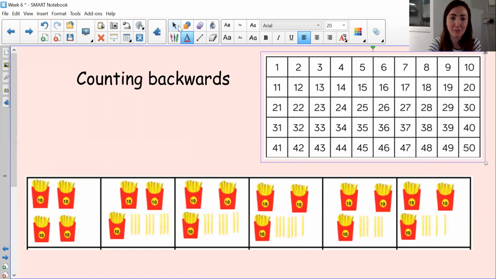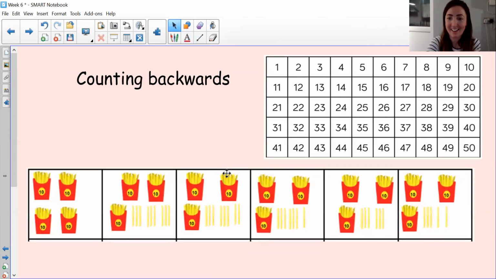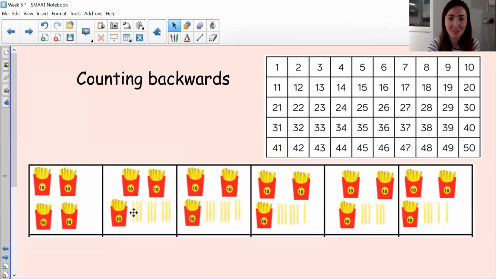Okay, now we're counting backwards. We have some more food pictures. Chips this time, boxes of chips. So let's do the same again. Now I can see, looking at these pictorial representations, that I start off with 4 boxes with 10 in each box. And as I move along, oh look, now I've only got 3. And then as I look further along, there's still only 3 boxes, and there's even less individual chips. So I think we're counting backwards here.